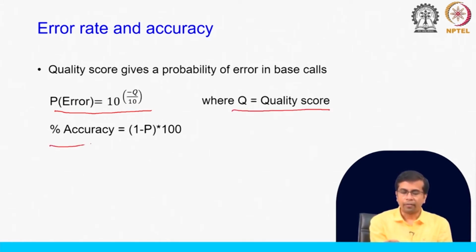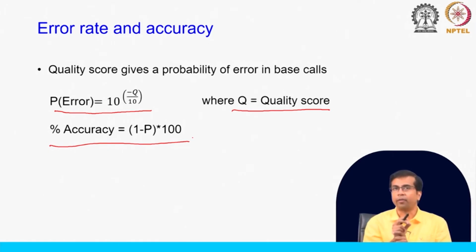Then we can calculate the percentage accuracy, which is given by 1 minus the probability of error, into 100. If you are calculating this accuracy in percentage, like we have seen for Illumina, 99.9% accuracy, or for other platforms 90%, 95%, whatever the accuracy is, we can calculate it using this formula.